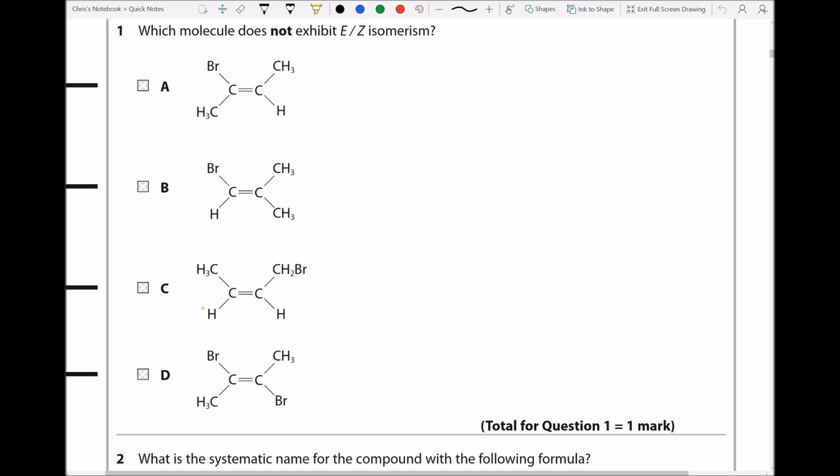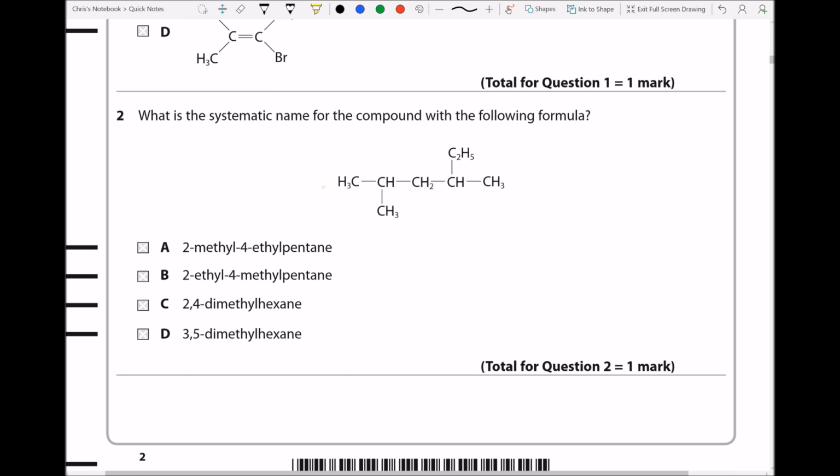These two, there's your two same groups, two hydrogens. They're bonded on different carbons, so that will display EZ. And there's your two groups, and methyl as well. So they're on different carbons, so that will display EZ. So the answer here is B. That's the only one that won't display an EZ. Okay, question 2. What is the systematic name for the compound with the following formula?